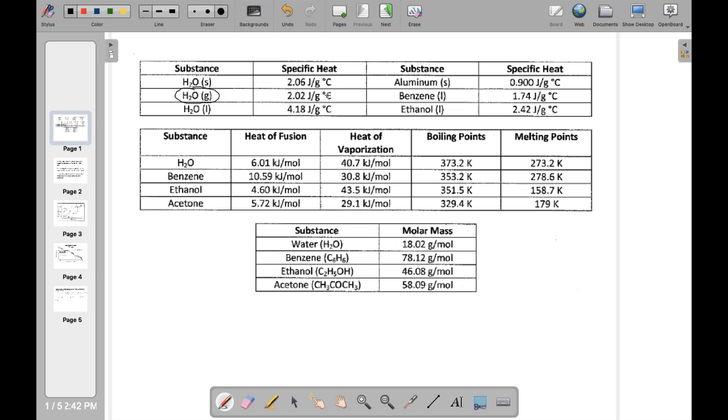Now, yet again, I want to point out, just because this chart has joules per gram Celsius, and right here it has the heat of fusion and vaporization in kilojoules per mole, doesn't mean that every single chart is going to have exactly the same units. You might find the specific heat of water in a different chart. It might be in kilojoules. You might find the heat of fusion that's not in kilojoules per mole. It might actually be like kilojoules per gram. So you really have to pay attention to the units, because depending on what the units are, you might have to rearrange them a little bit. And this one is 2.02 joules per gram Celsius.